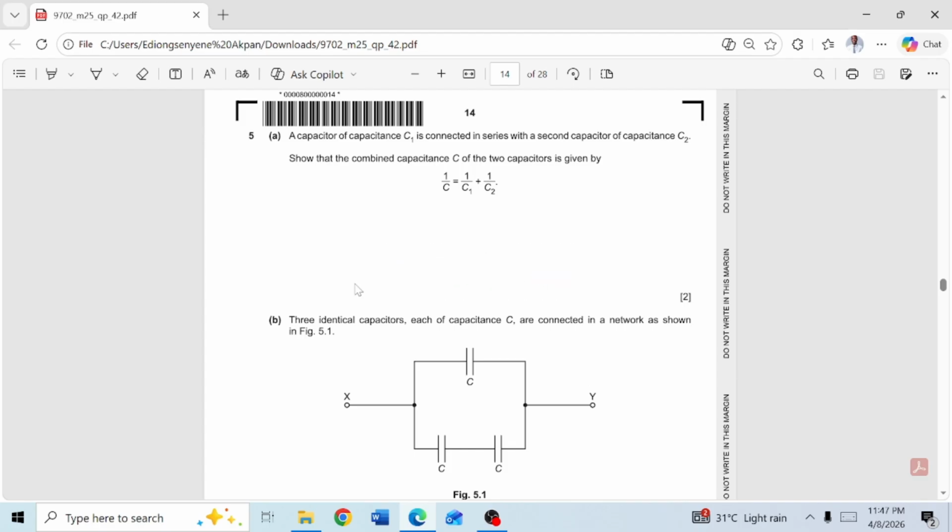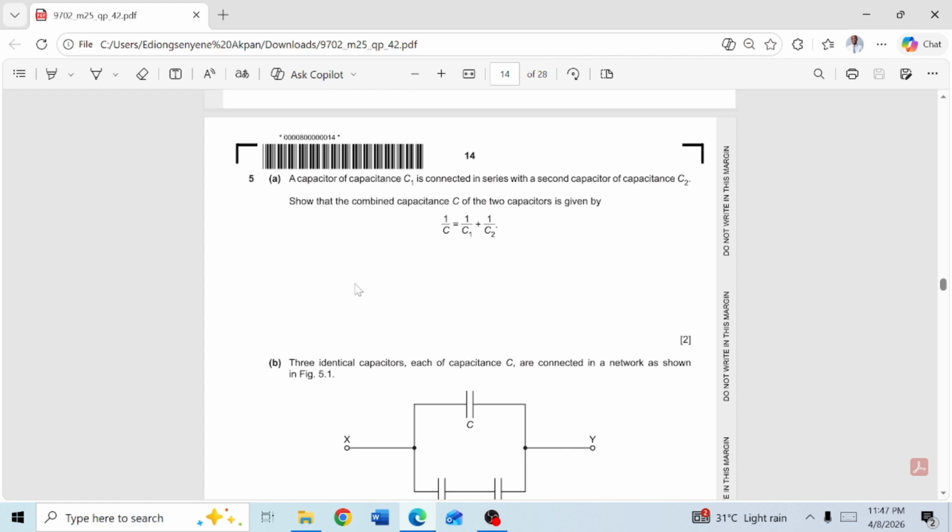A capacitor of capacitance C1 is connected in series with a second capacitor of capacitance C2. Show that the combined capacitance C of the two capacitors is given by 1 over C equal to 1 over C1 plus 1 over C2.